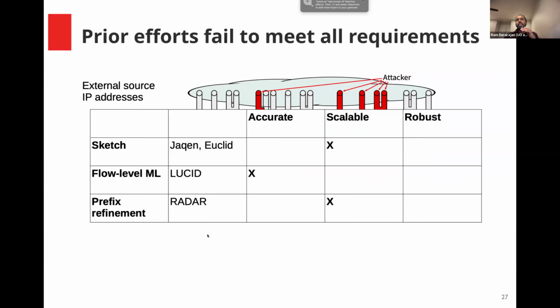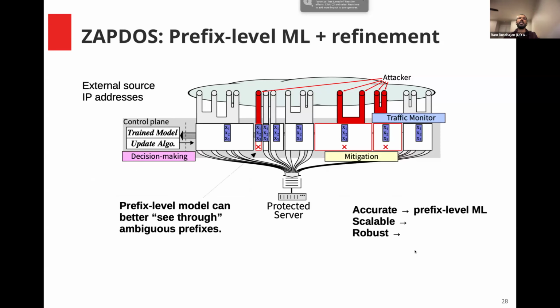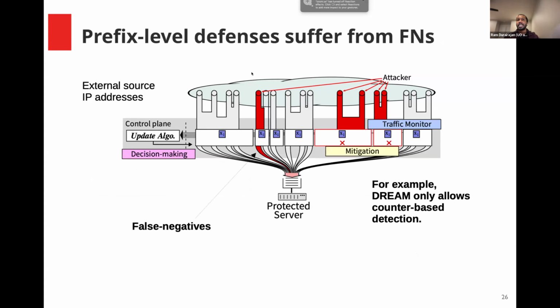So we have to think about techniques that satisfy accurate DDoS detection, but at the same time are scalable with increasing volumes of traffic while being robust against changing attack sources. All three classes of techniques that we found work on one of the dimensions that we want to solve, but not all three dimensions. Hence, we created what is known as Zapdos, which is a prefix level machine learning approach, which dynamically refines attack sources. So we start with the prior prefix level defenses.